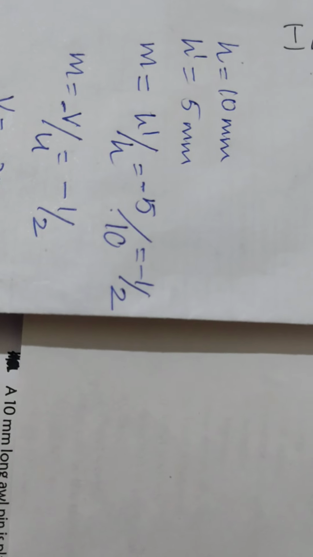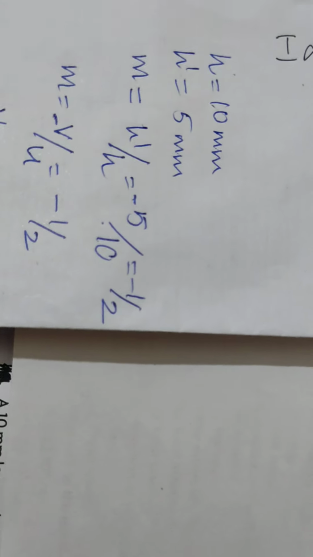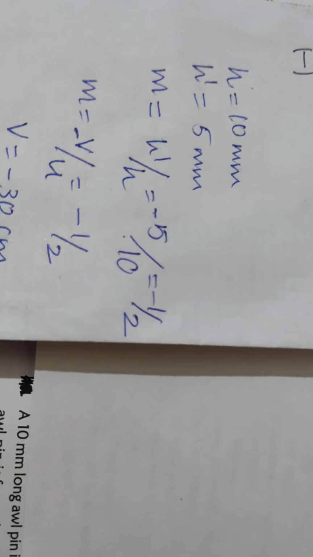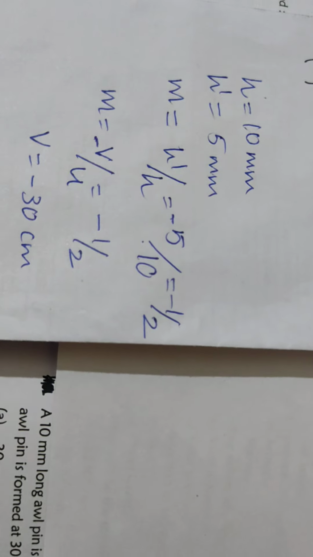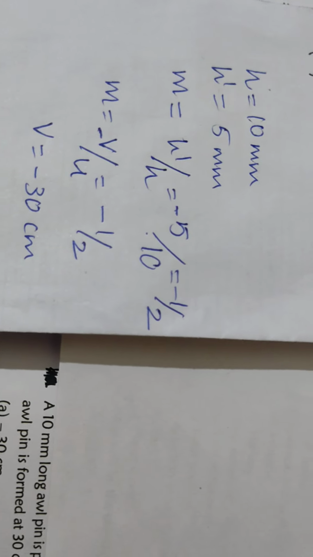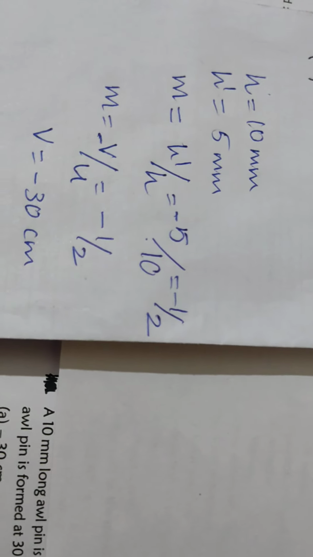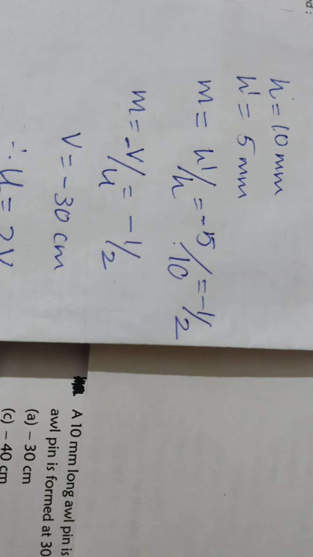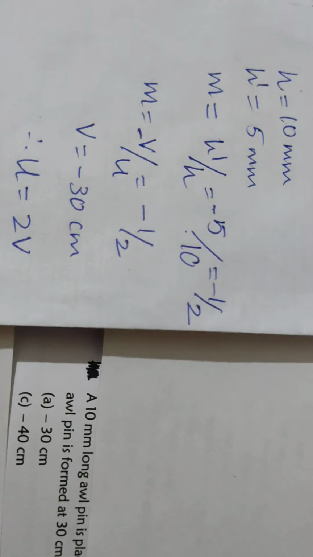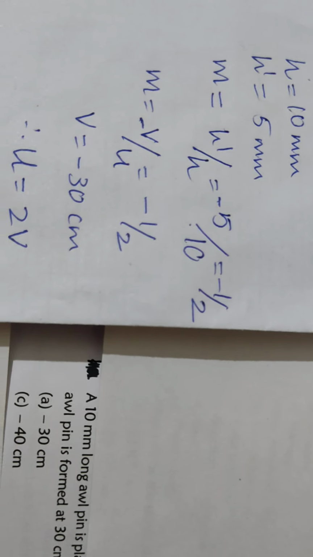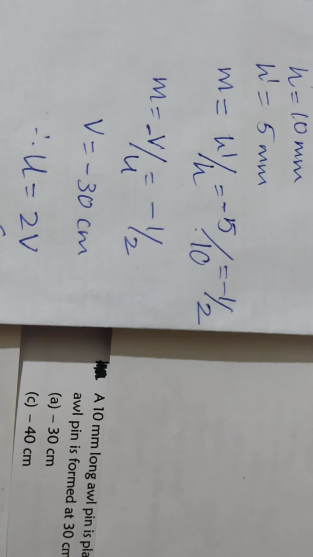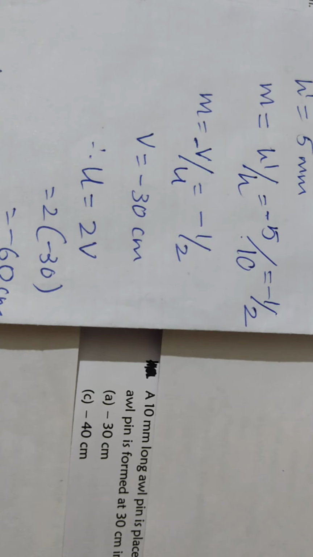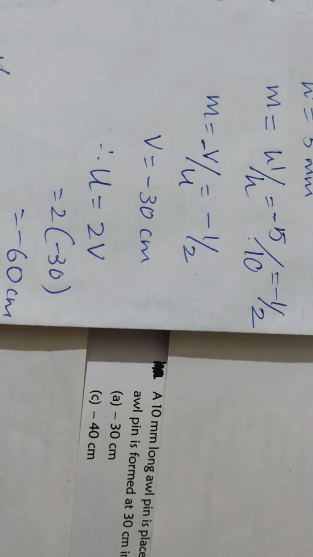So minus 5 upon 10 is minus half. So magnification is minus half, minus because the image is real and inverted. Now we have another formula for the magnification produced by mirrors, that is m is equal to minus v upon u. Now minus v upon u is minus half, so the minus signs cancel, and we get u is equal to 2v. v is minus 30 centimeter, so u is minus 60 centimeter.